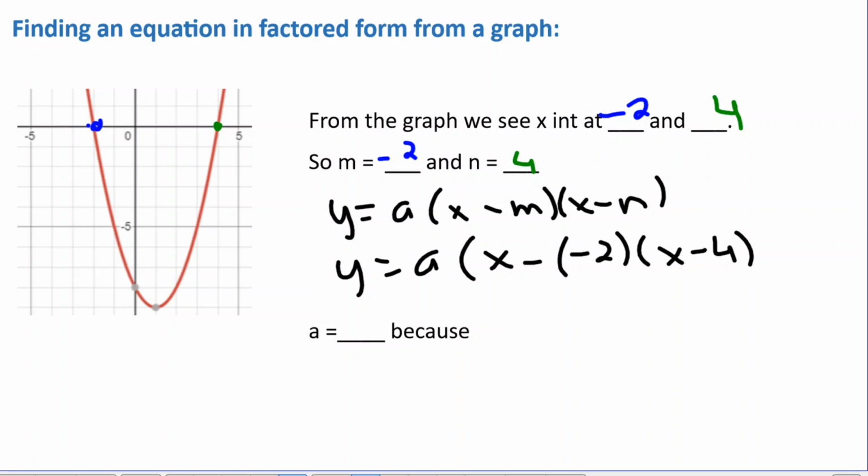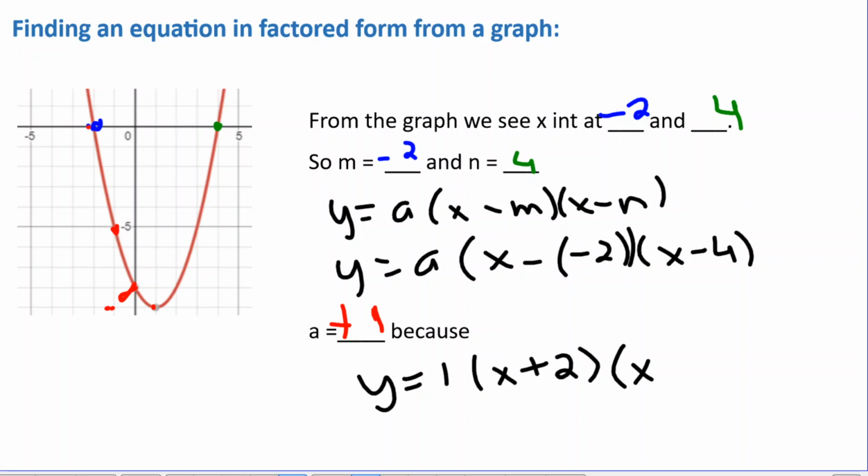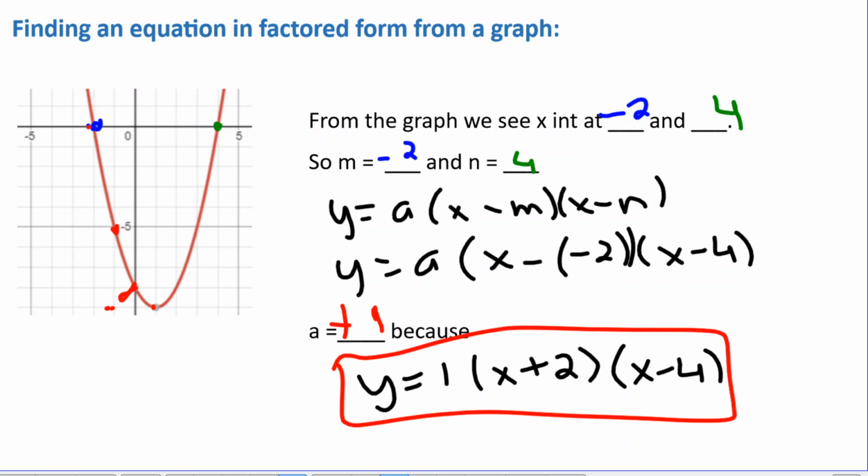And then in this case, to find our a value, we look at the graph. It opens up, so we know it's going to be positive. And because it's growing at a nice regular rate, as I go over 1, I go up 1. As I go over 2, I go up 4. As I go over 3, I go up 9. I haven't stretched this graph at all. My a is just a positive 1. So I have y equals, I can write the positive 1 out front or I can skip it. But I do want to simplify this inside to look like x plus 2, because I was subtracting a negative 2, and an x minus 4. And so there's my factored form.